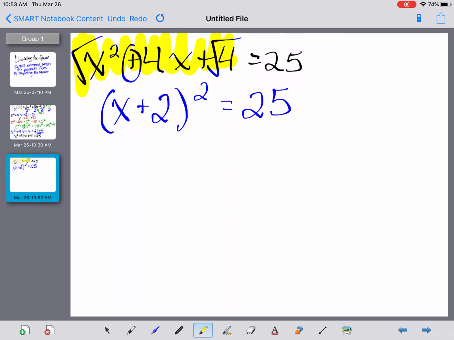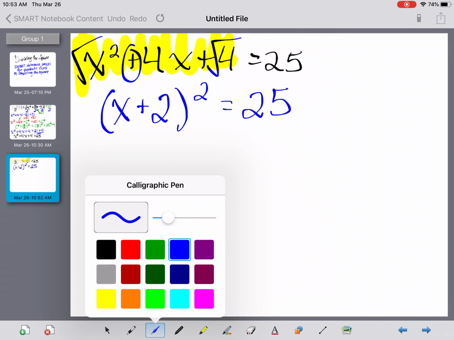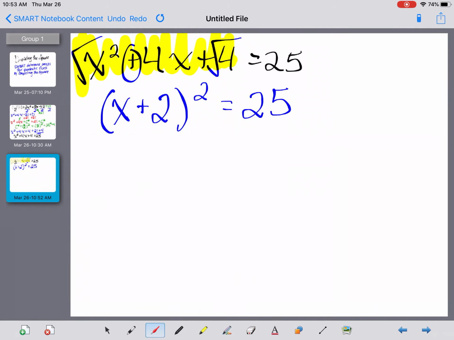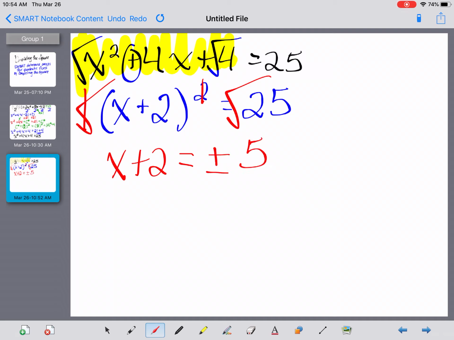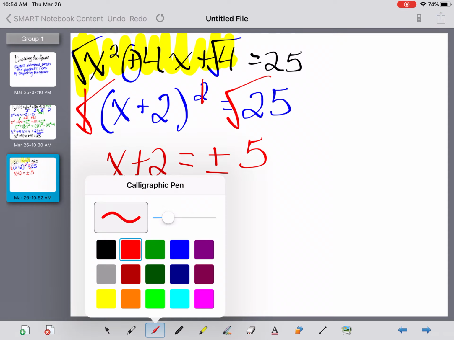So we're going to keep the 25 the same, but now it's turned into something that you've learned before, solving square root equations. So we're going to go through our steps for solving square root equations now. Once we have the thing squared by itself, we can square root both sides. Don't forget your plus or minus. So when we square root the left side, the square root and the square cancel, giving us x plus 2 equals. And on the other side, we have plus or minus the square root of 25, which is 5. All right, now all we have to do is get x by itself, generate our two answers, and we're done.